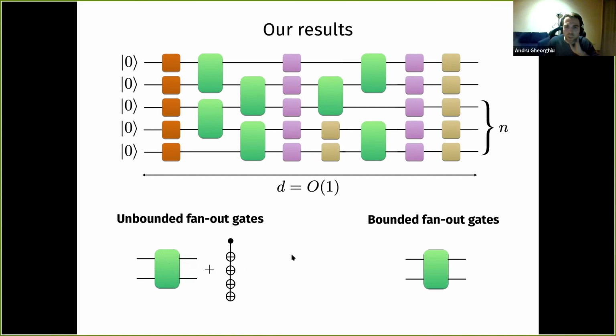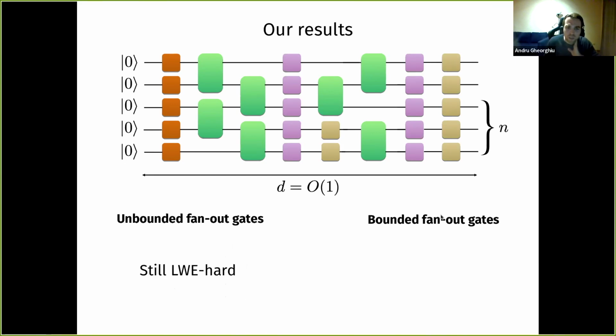And the other situation is the more familiar case of bounded fan-out gates, where we have, say, two outputs for each gate in the circuit at most. In the case of unbounded fan-out and constant depth, we can show that the problem is still as hard as learning with errors. In the bounded fan-out case, the situation is kind of strange. The classical case is easy. There is an efficient algorithm for estimating entropy. But the quantum case doesn't seem to be easy, but we also don't know if it's hard.